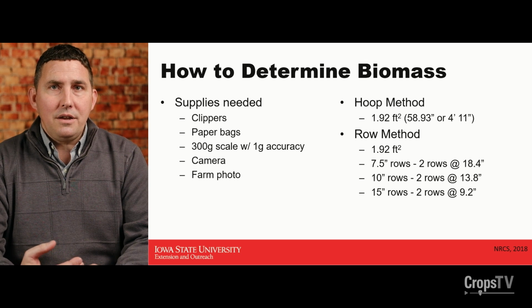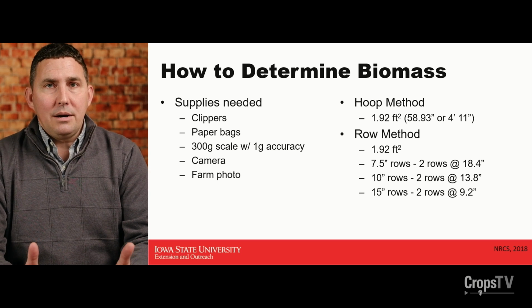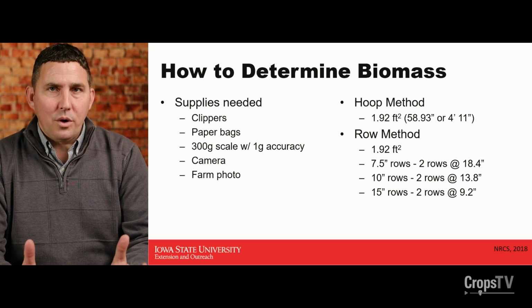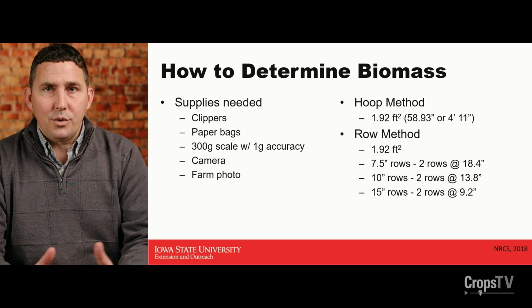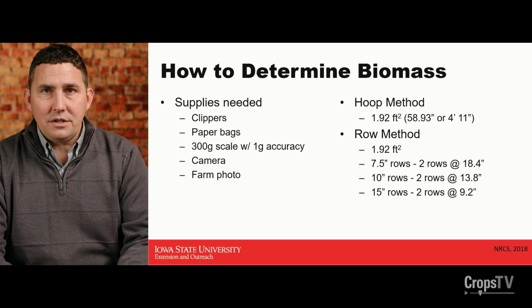The hoop method is probably for aerial seeding or broadcast seeding, where we don't have good row structure, although it can work in a drilled row environment. And then the row method, looking at the length of row, works really well in drilled conditions. Obviously, it's not going to work in a broadcast or overseeded situation.